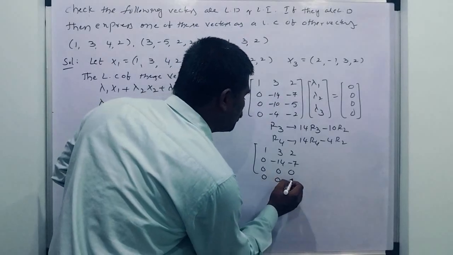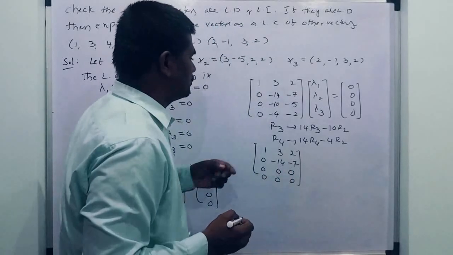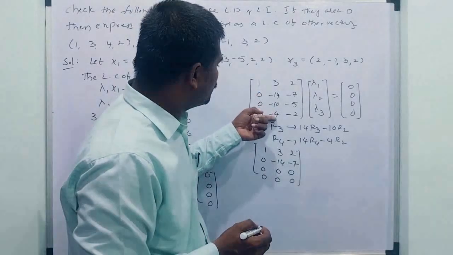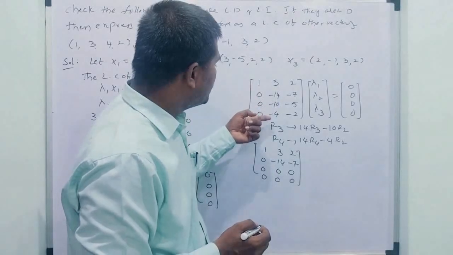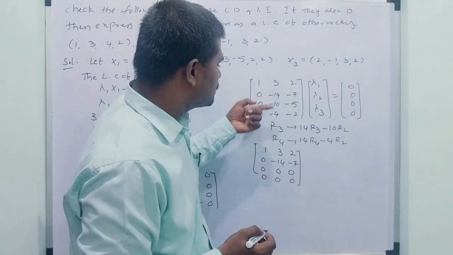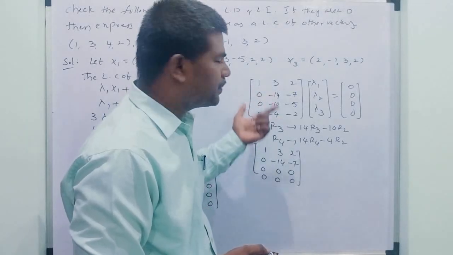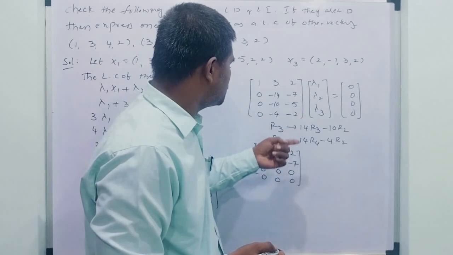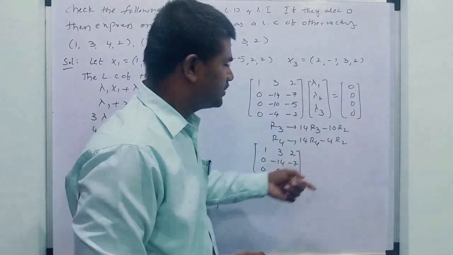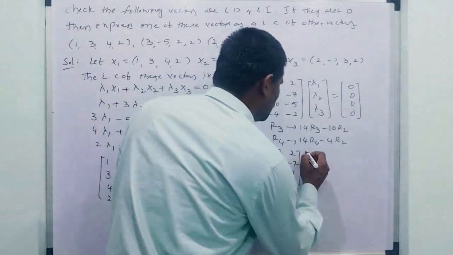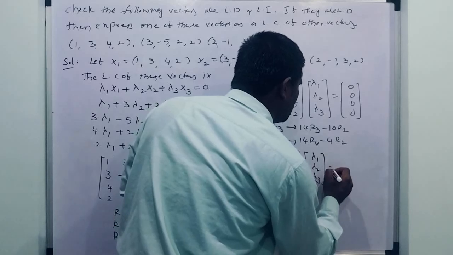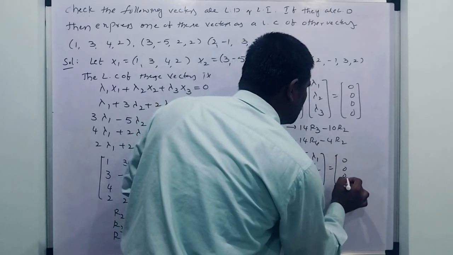Similarly, this row becomes 0 also, because 4 into 14, 4 10s are 40, 4 4s are 16, minus 56, and this becomes minus 56. So minus 56 plus 56 becomes 0, and this is 2 14s are 28, minus 28 plus 28, 7 4s are 28, so it is 0, into lambda 1, lambda 2, lambda 3 equal to 0, 0, 0, 0.